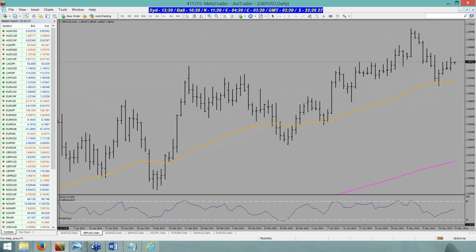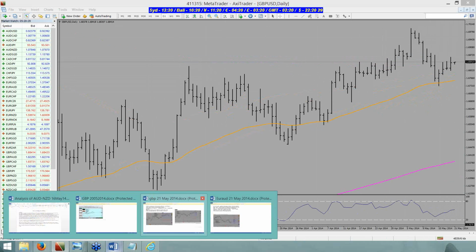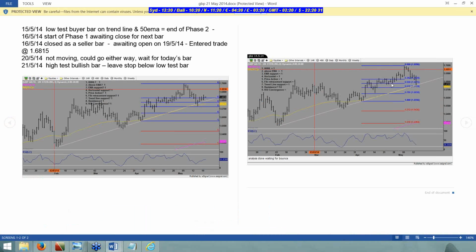But the analysis is good. I'm just a little concerned about getting in a bit early. We got away with it this time, but this may not always be the case. And yeah, that's a bearish, not bullish. Otherwise, that's all good. Not moving. Wait for today's bar. Leave stop below test bar.